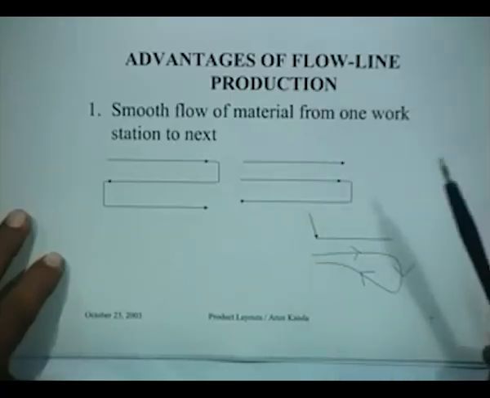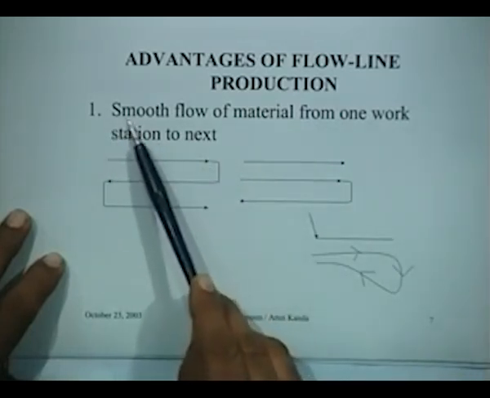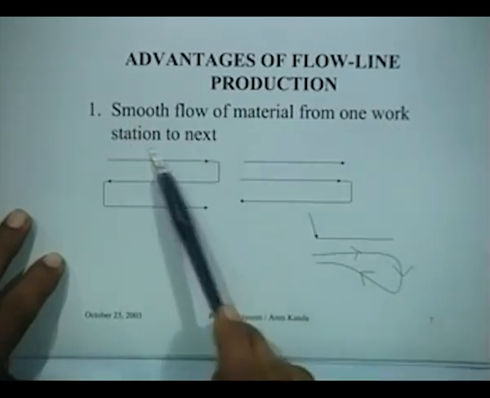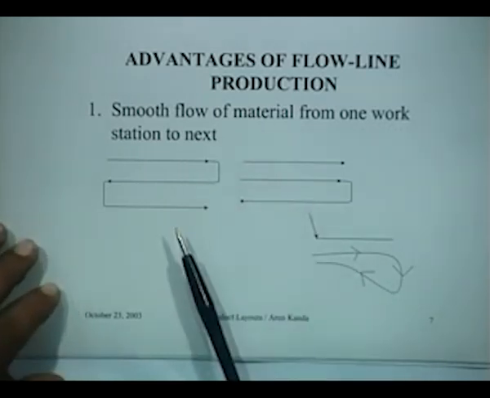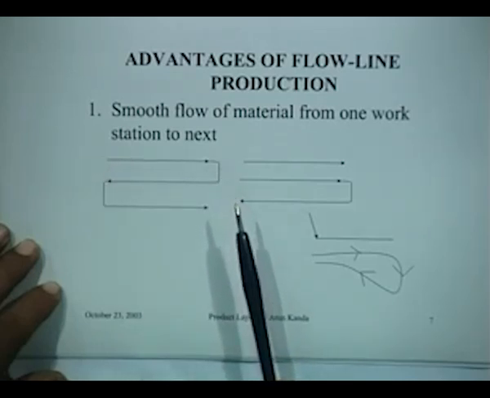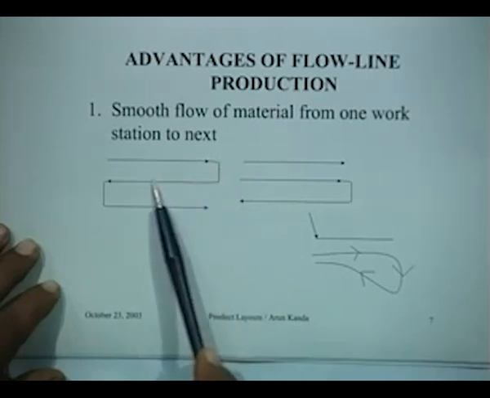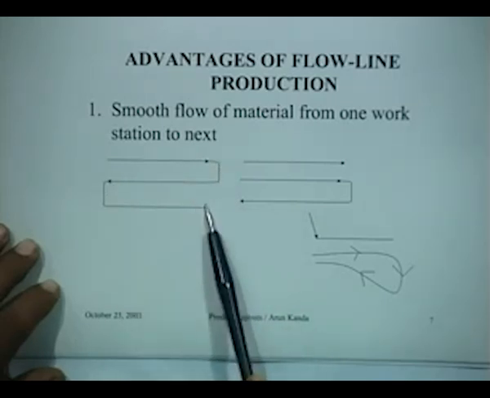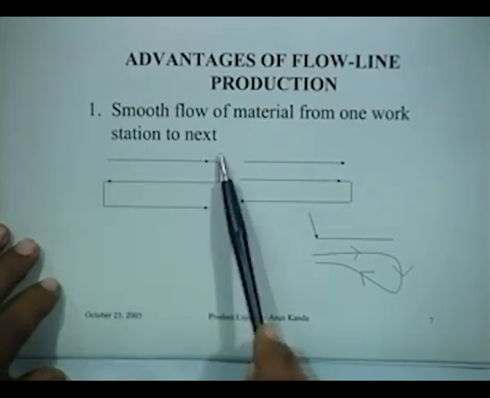Here are some of the advantages of flow line production systems which we are talking about today. The first advantage is the smooth flow of material from one workstation to the next. You just saw that, but I would like to point out that this flow need not only be linear. You could have material flowing like this and then coming back like this and then going in this direction and then coming here. So it's a kind of serpentine flow. Especially when there are constraints on space, you will find that this kind of flow takes place.